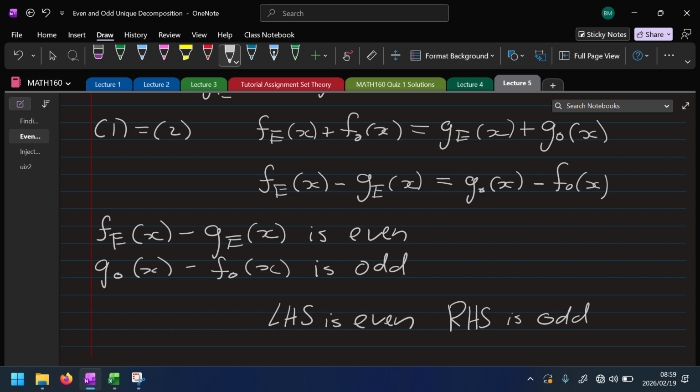There is only one way for a function to be even and odd. When will that be the case? There's only one way for the left-hand side to be even and the right-hand side to be odd. What case is that? Think about it. What does it mean to be even? What does it mean to be odd? How can it be both? Think about it for a little bit.